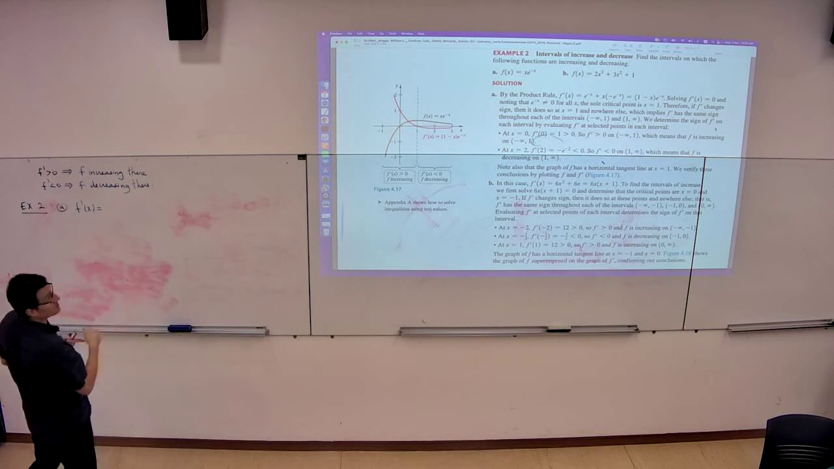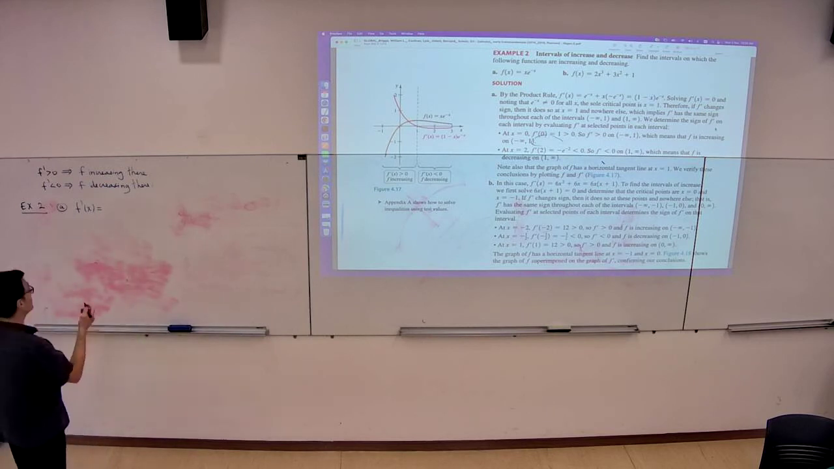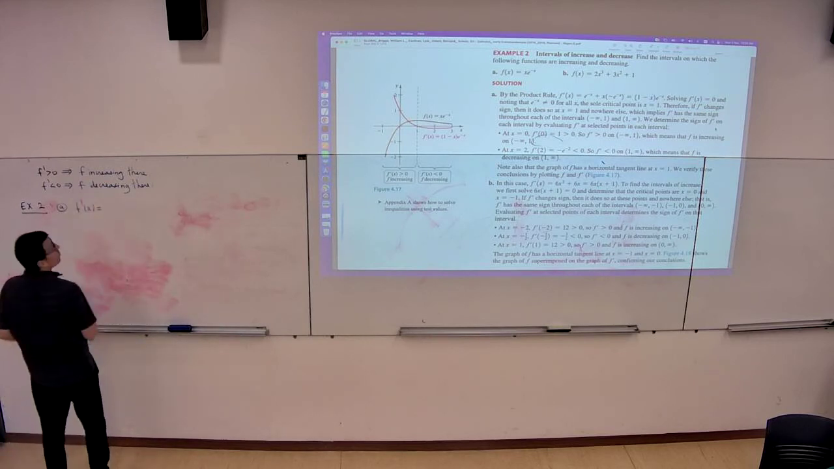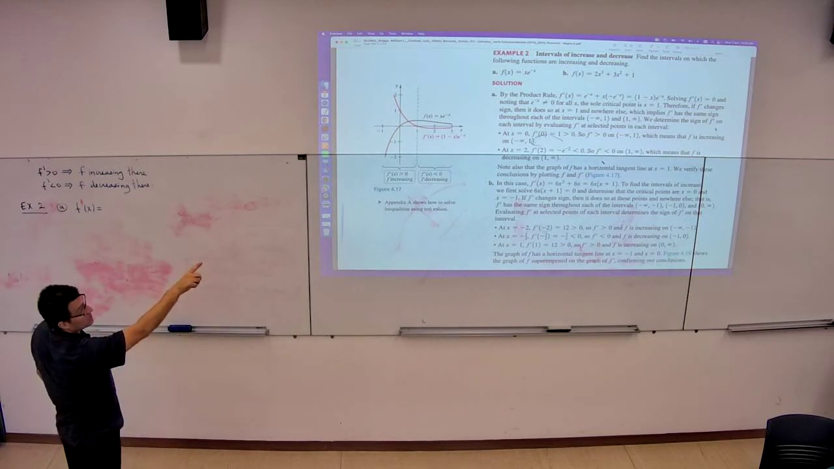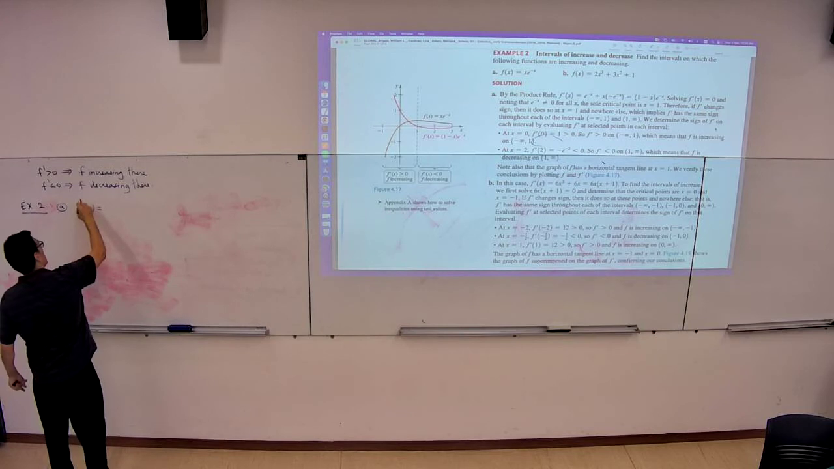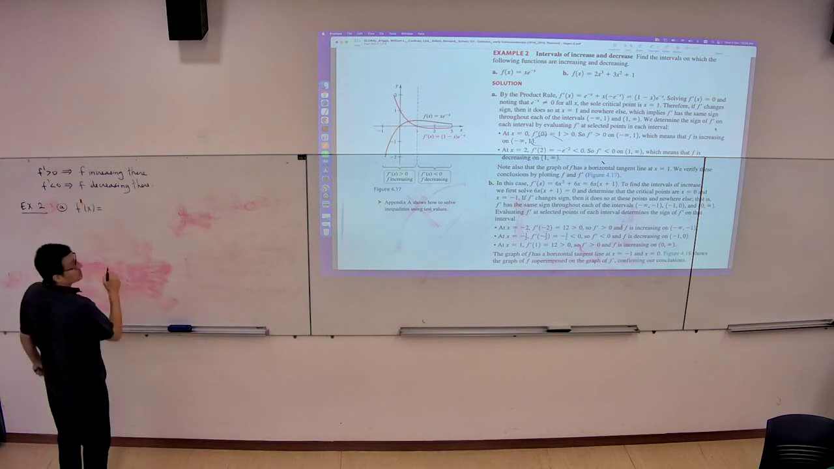So the second function is a polynomial, actually a cubic polynomial, f of x. F of x equal 2x cubed plus 3x squared plus 1. Okay. Let's compute the derivatives right away. So f prime of x equal 6x squared plus what?